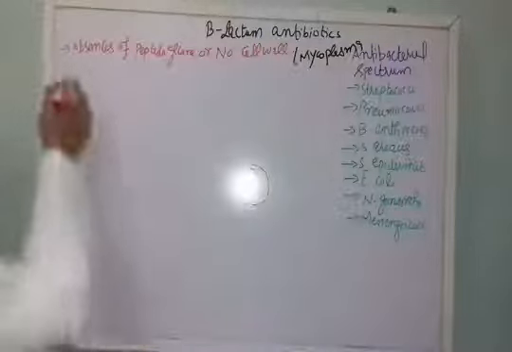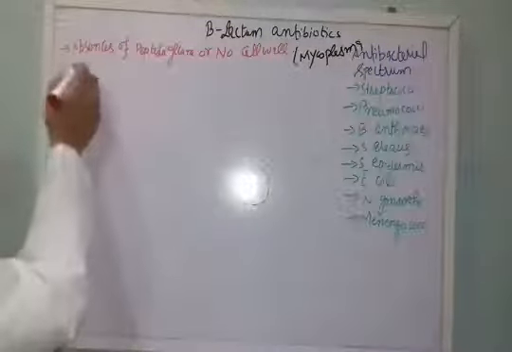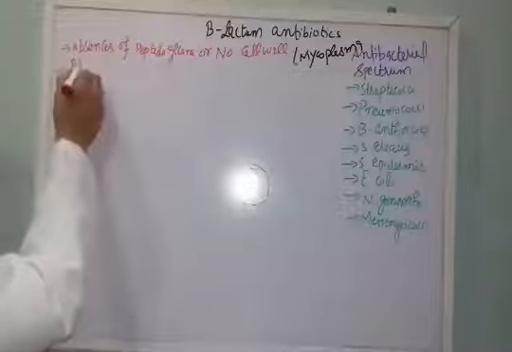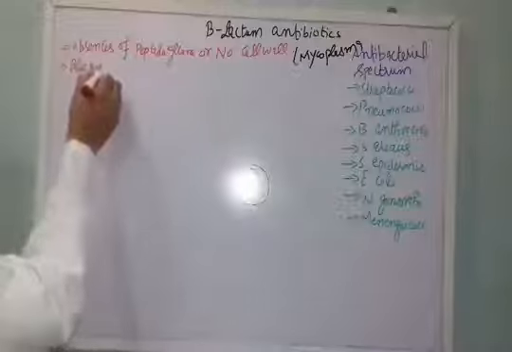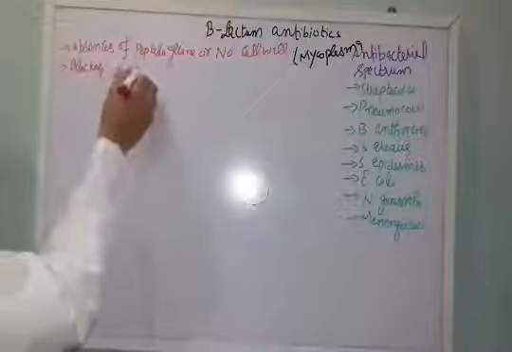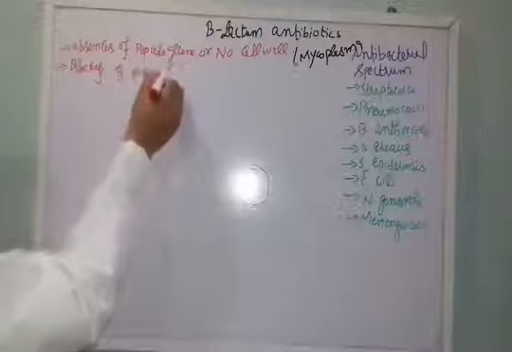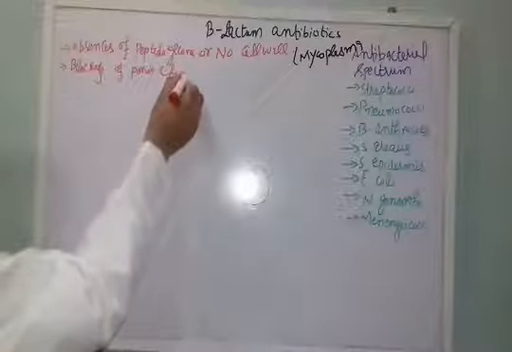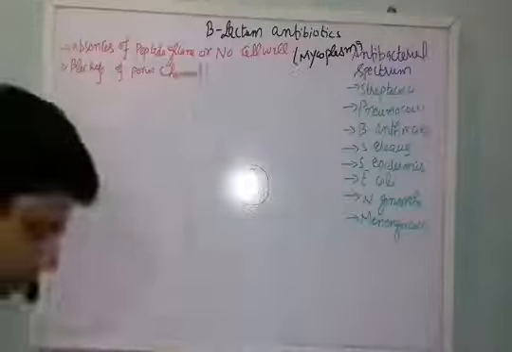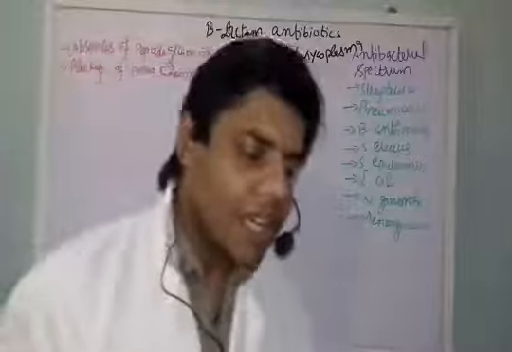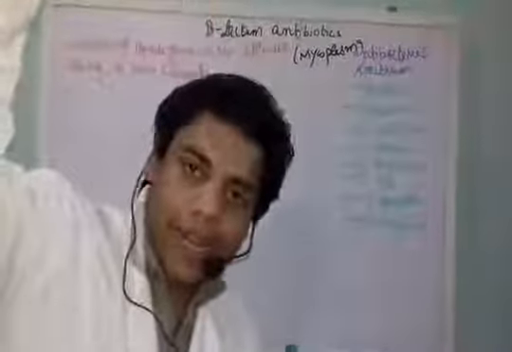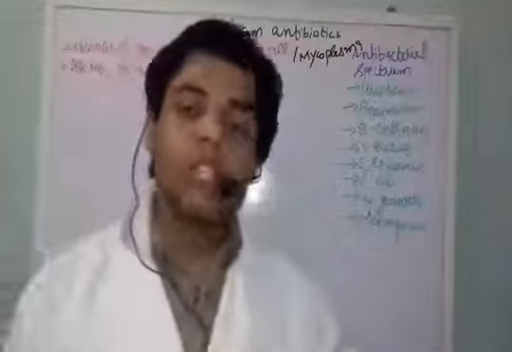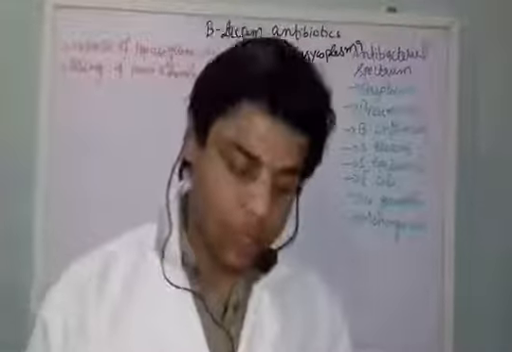The second is blockage of porin channel. Now what is a porin channel? A porin channel is actually a way through which the antibiotic enters, and these porin channels are usually present in gram-negative bacteria.